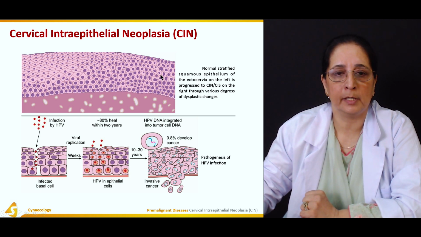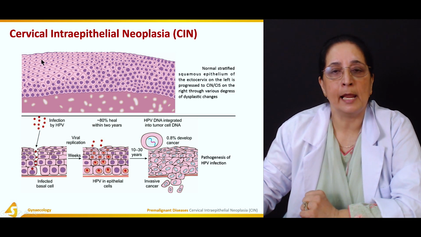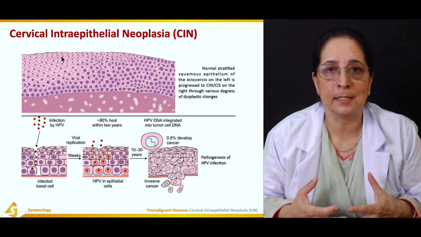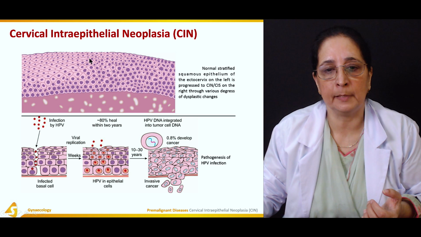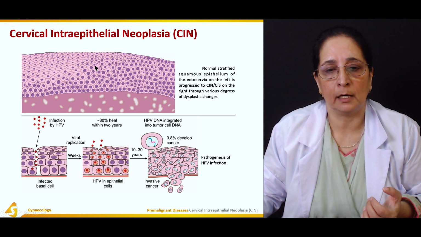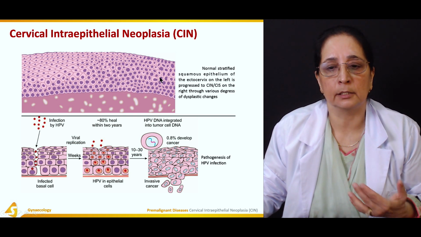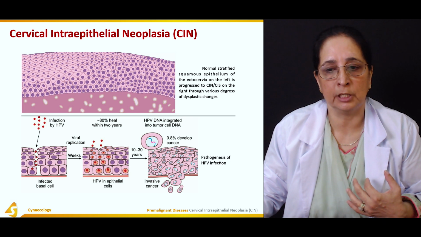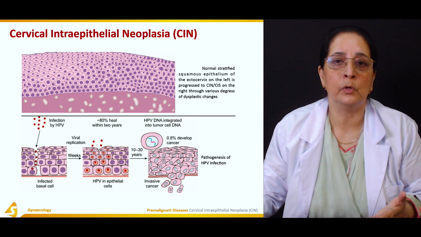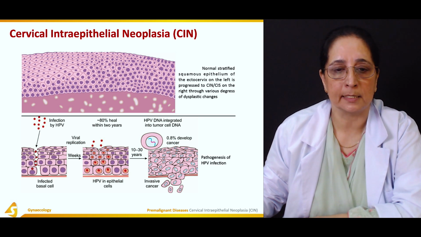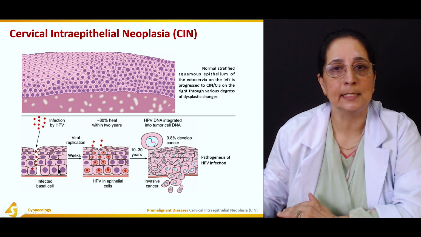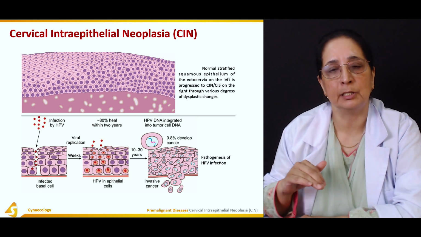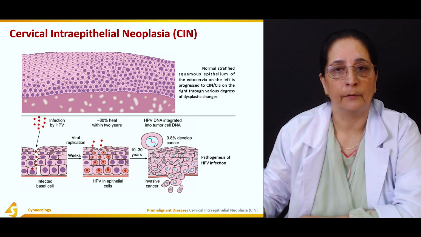So normal stratified squamous epithelium, and as the cancerous or neoplastic changes occur, it leads to dysplastic changes or dysplasia. Now the cells are of different shapes, and their shapes and sizes slowly change. That's known as the dysplasia or dysplastic changes. Here, these are the infected basal cells. Basal cells are the cells which are present in the base of the epithelium.